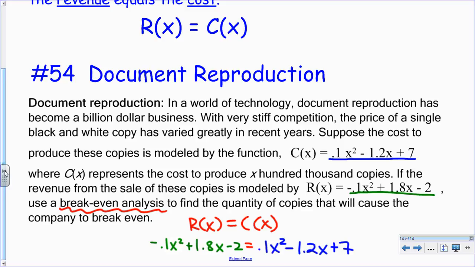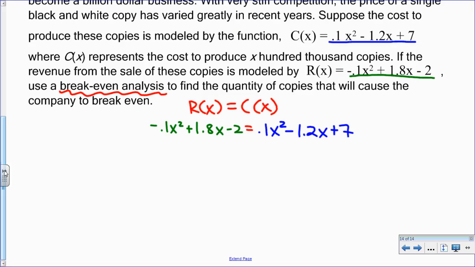I see a quadratic, so how do I solve? What should I do? Yep. Move everything so one side's equal to 0. I'm going to move from the left to the right, so I have a positive x squared. Okay, so I'm going to do this all at once, but just be careful when you do this. Maybe show the work. So I'm going to add 0.1 x squared. Okay. I will subtract 1.8x. Make sure it's all lined up, and then I will add 2.